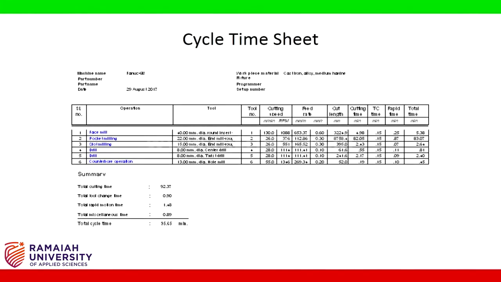Cycle time list. Click on Documents, Tool layout sheet. See the cycle time list for the selected cutting parameters and cutting time. See the total machining time. Click on Close to exit from the tool layout sheet.